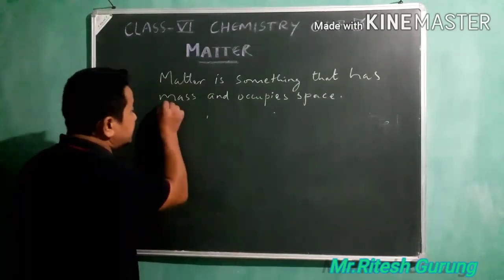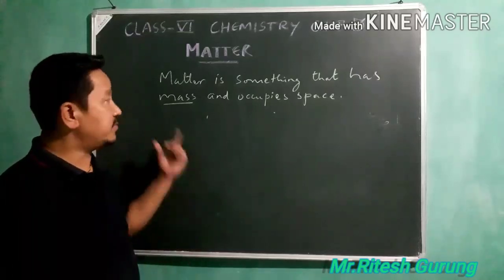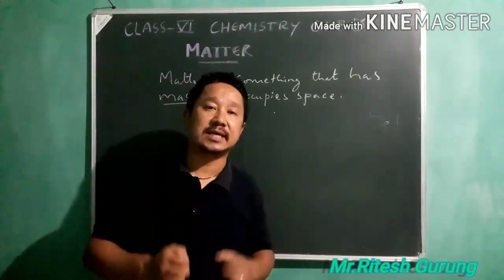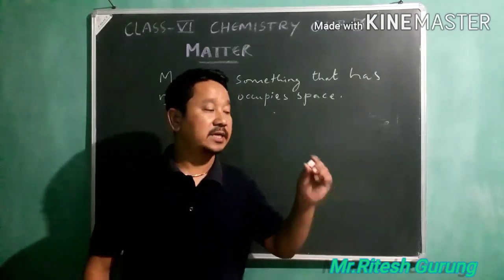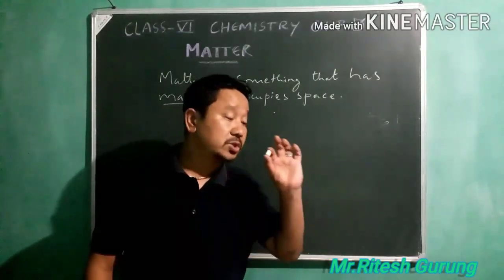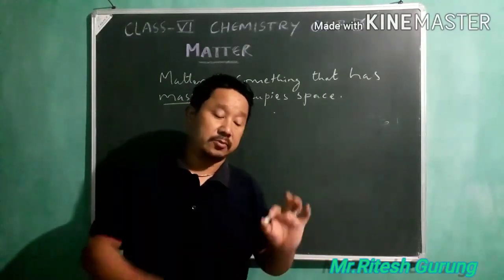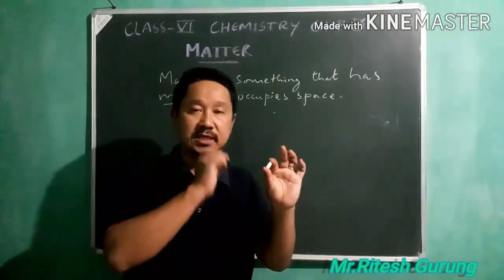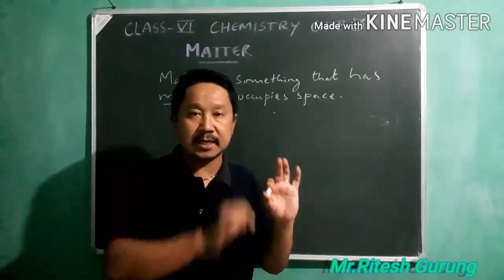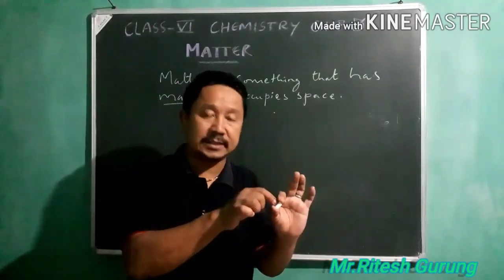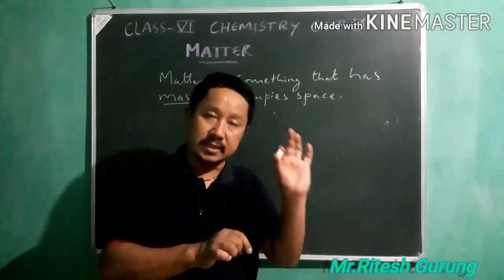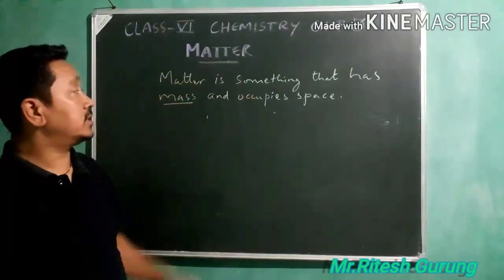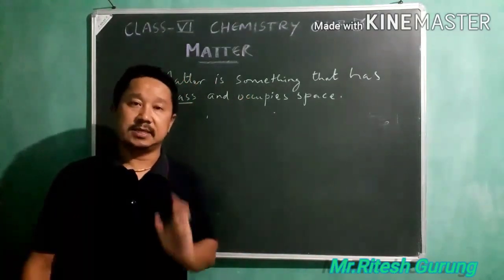So here, what is mass then? Mass is the matter contained in an object. Let us see, this is a chalk. So chalk is matter. Why? Because it has mass and occupies space. What is mass in it? Mass means the matter contained in it, the materials contained in it. So matter is something that has mass and occupies space.